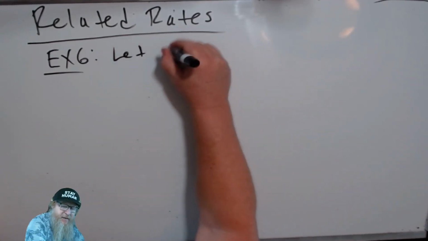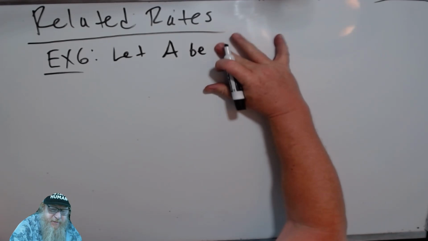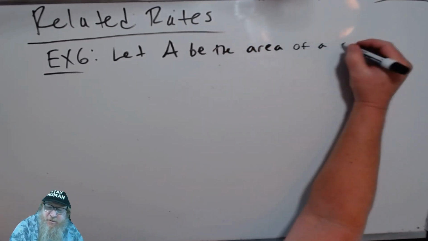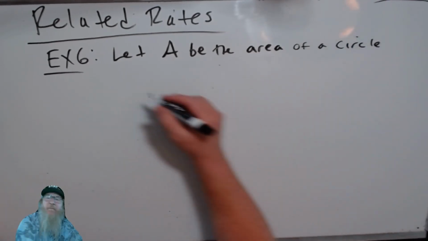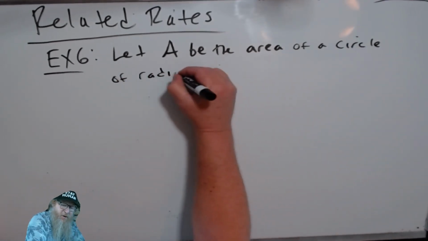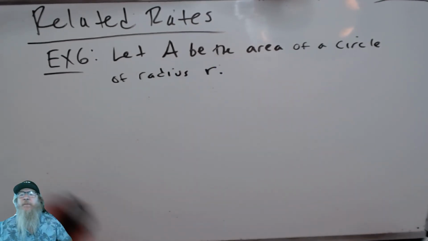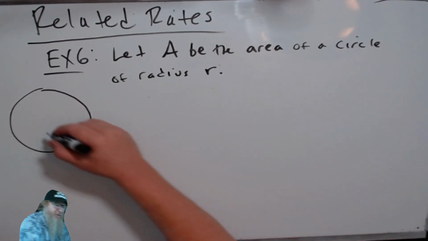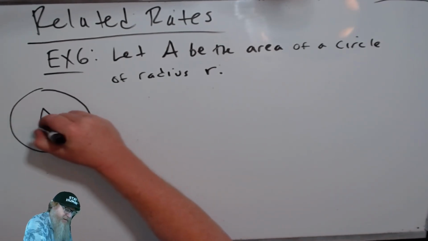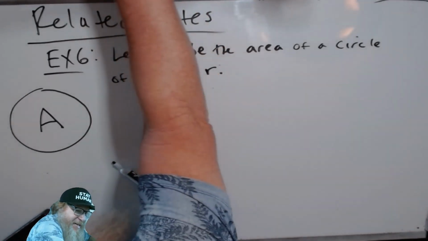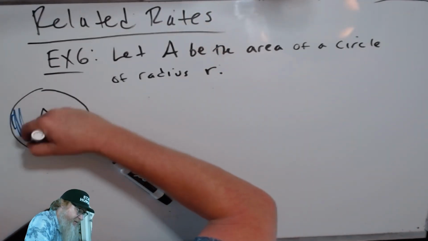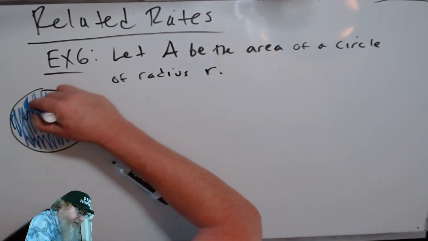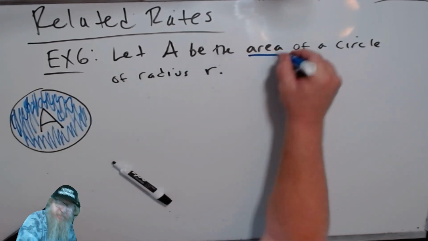Let A be the area of a circle of radius r. So again, think back to the circle that I drew, but think about the area as being the inside of the circle. So area is sort of, if you painted the inside of the circle or filled it in, that would be the area. Okay?